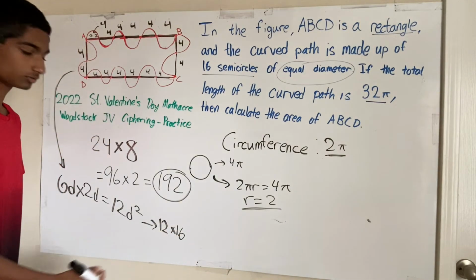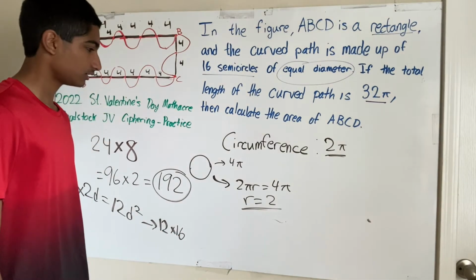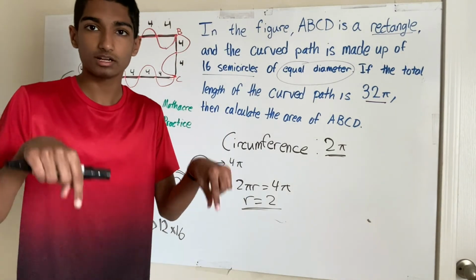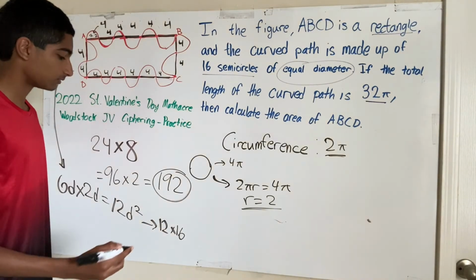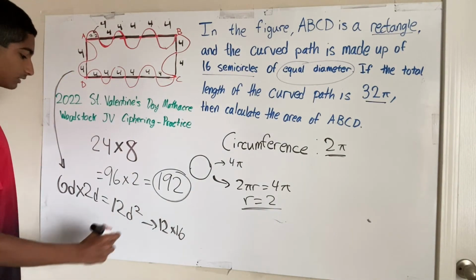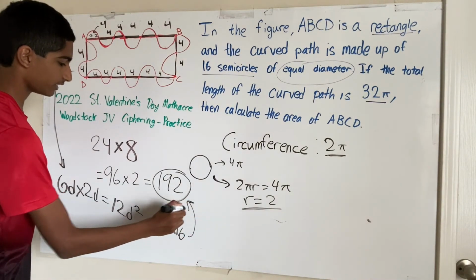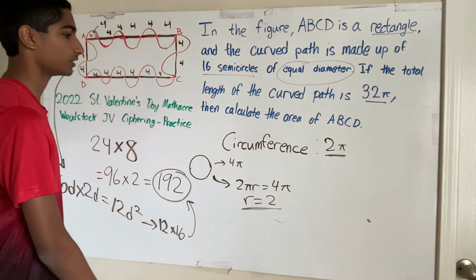You should know your 12 times table up to 16. And if you don't, I'll link my video right up here, as I teach you how to multiply by 12s quickly. So using this, you get 192, and that's our answer for this practice question.